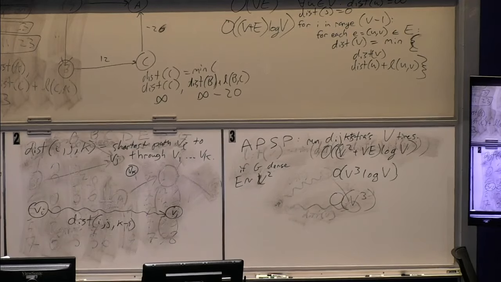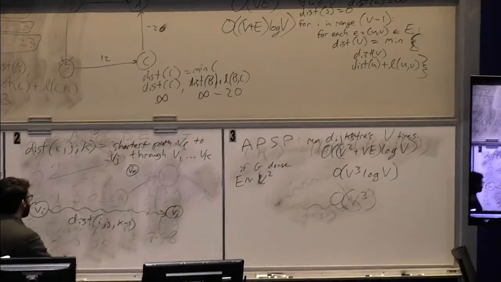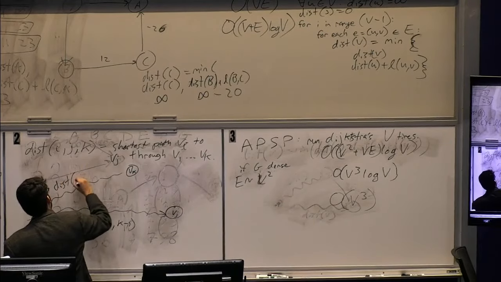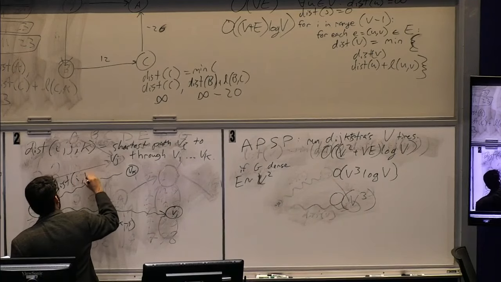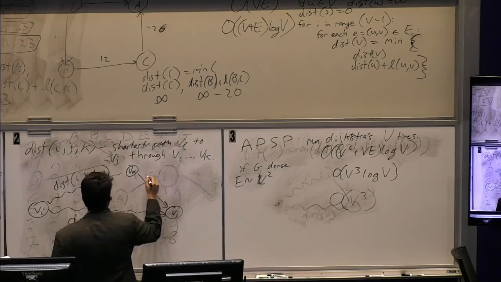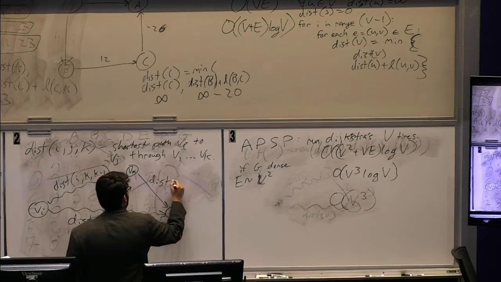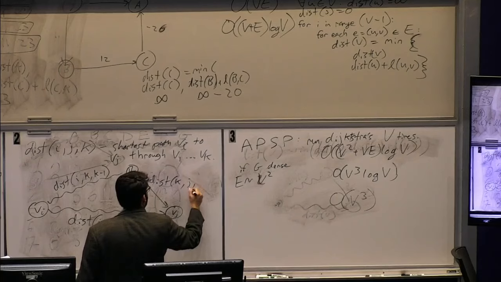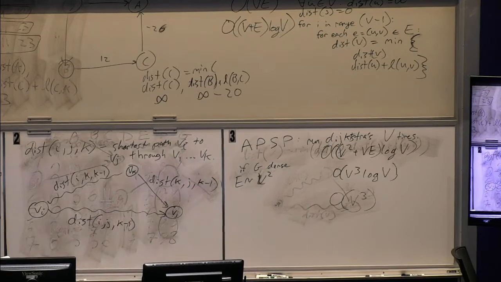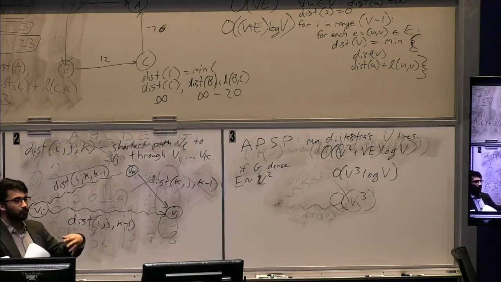What if we have to go through vk? Well, that's going to be the shortest path from vi to vk, not including itself, and then the path from vk to vj, k minus 1, not including itself. Right? Yes? So we're inductively building up the small subproblems.